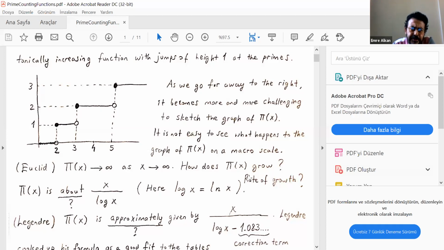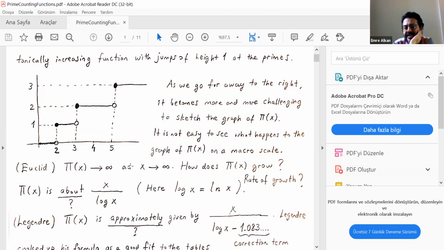With one single exception before 1800, it's Euler. He didn't really state anything about pi of x. There is no indication that he was interested in the rate of growth. But Euler is responsible for proving at least that, for example, the series of reciprocals of primes is a divergent series. I mean, Euler was interested in divergent series. So that was a significant result.